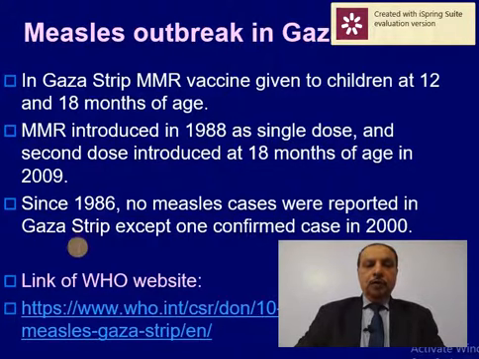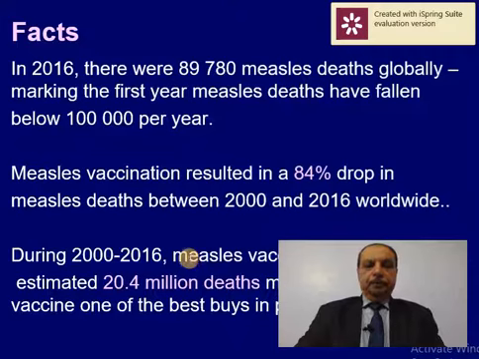If you need more information about the measles outbreak, you will go to the WHO website link found here. So you open this link and you can find all the information about Gaza outbreak in year 2019, which is the last year. We have some facts about epidemiology of measles. In 2016, there were 89,780 measles deaths globally.